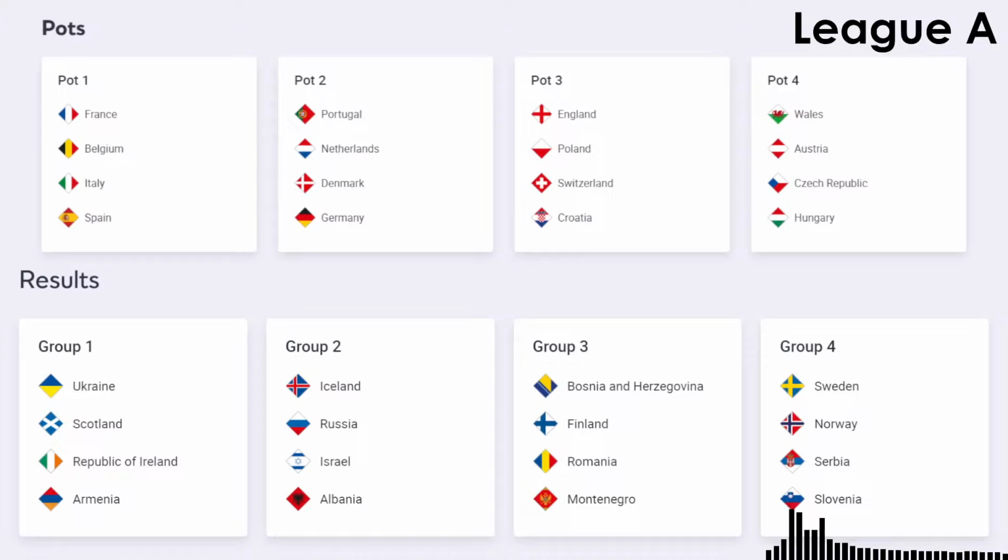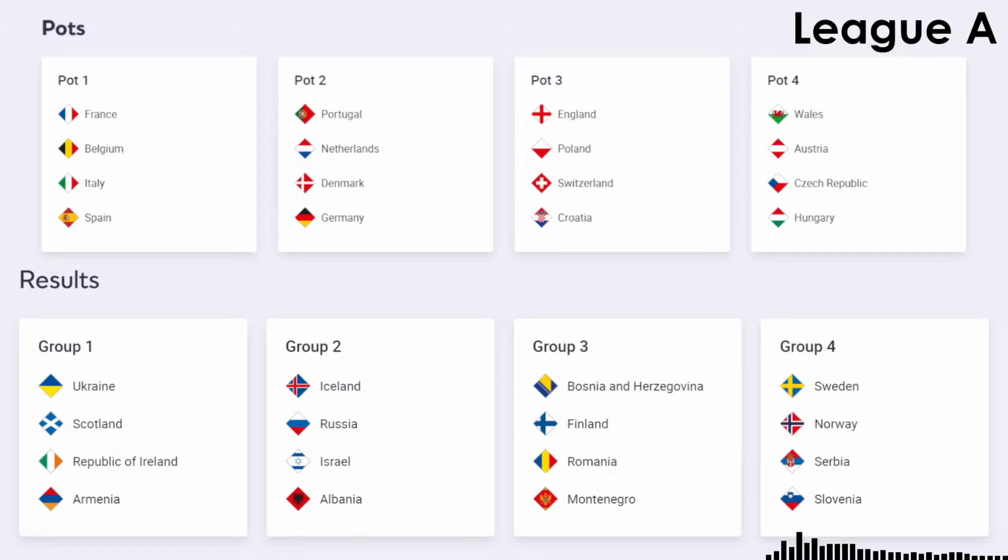So in League B, Group 1 Ukraine, Scotland, Republic of Ireland and Armenia; Group 2 Iceland, Russia, Israel and Albania; Group 3 Bosnia and Herzegovina, Finland, Romania and Montenegro; and Group 4 Sweden, Norway, Serbia and Slovenia. And moving on to League A, these are the top football nations like Portugal, Italy, France. Everyone is in League A.